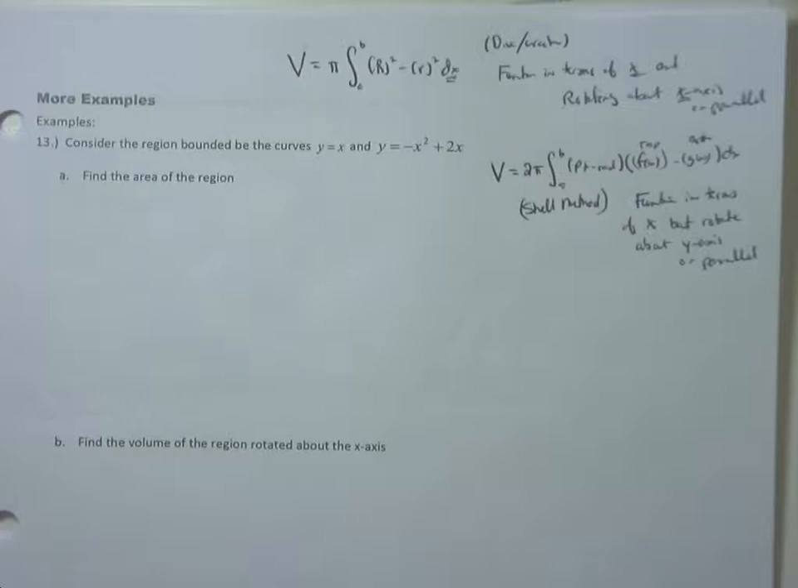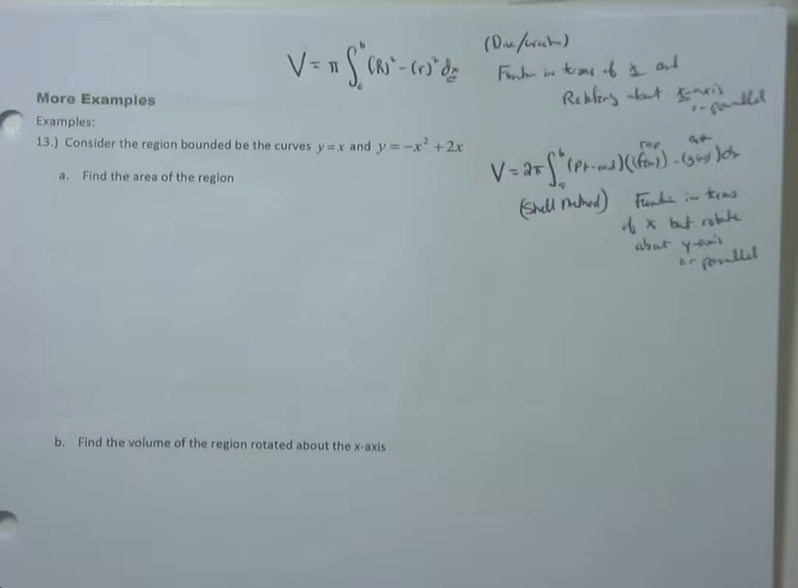When the variable of my region is opposite from the axis that I'm rotating around. If my function is in terms of x, I'm rotating around the y-axis or parallel to the y-axis. That's the shell method problem. When the function is in terms of x and I want to rotate around the x-axis or parallel to the x-axis, that's the dishwasher problem. You've got to know the difference so you know which formula to use.